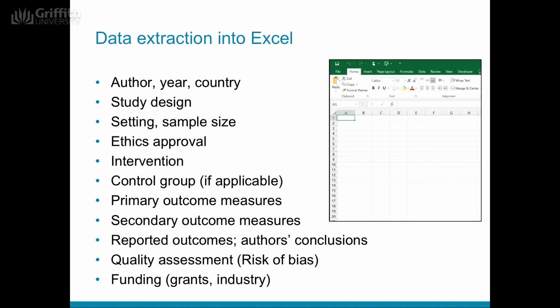What were the author's reported outcomes? What did the authors make of those outcomes? What sort of quality assessment or risk of bias needs to be done on this paper? And then what sort of funding or grants or industry, how do they actually get this research going? I'm going to put all that data into Excel. That's a lot of data. It's going to take a couple of us doing this, but we'll get there.